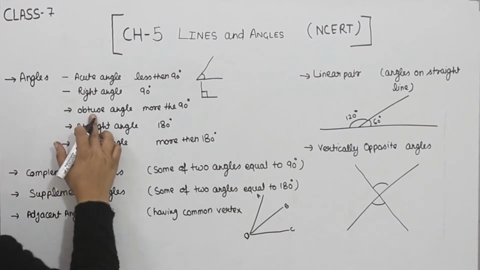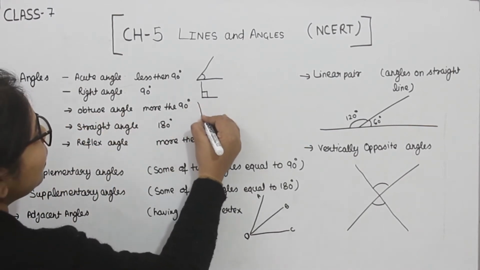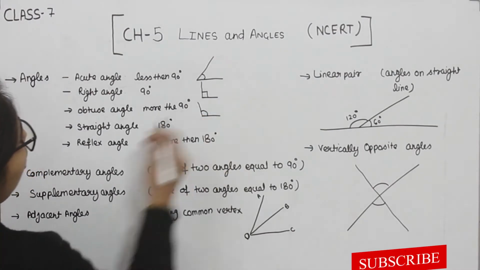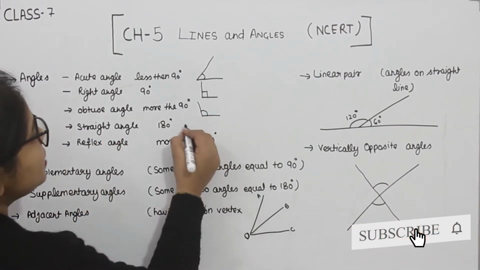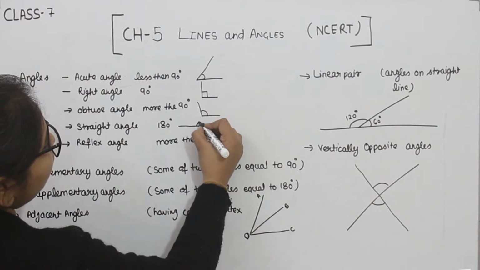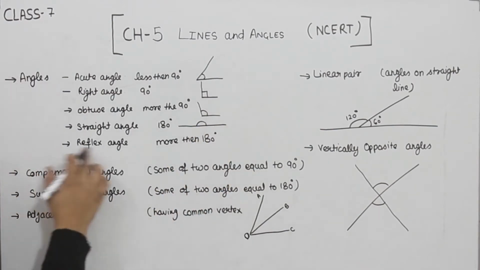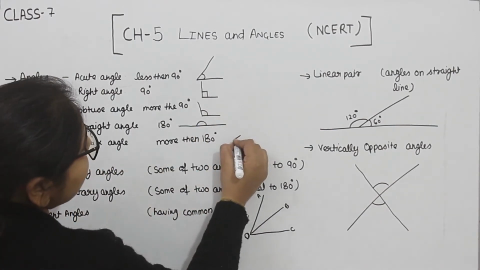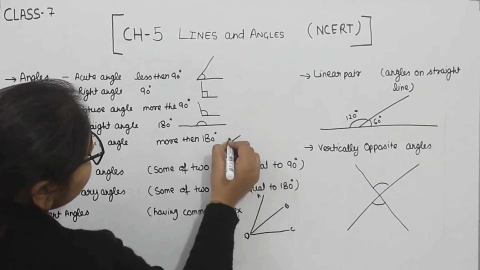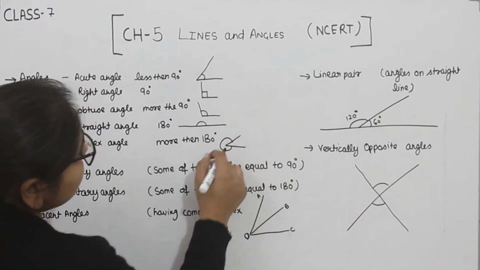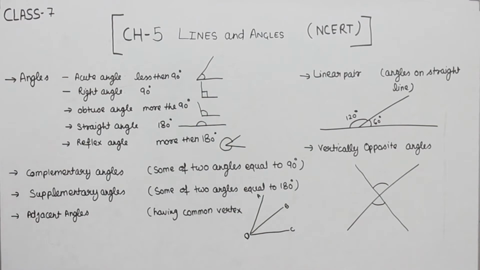Now come to the obtuse angle. This is more than 90. Now this one is the obtuse angle. Now comes the straight angle. Straight angle is 180 degrees. Now comes the reflex angle. Reflex angle is more than 180. That means this one. This is the reflex angle.